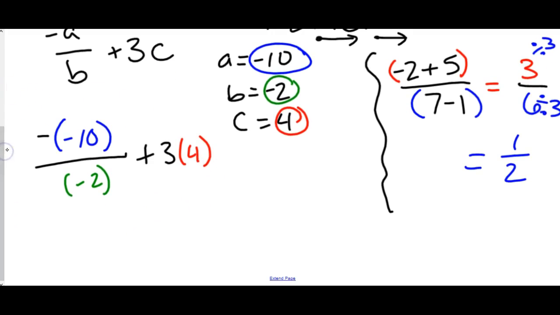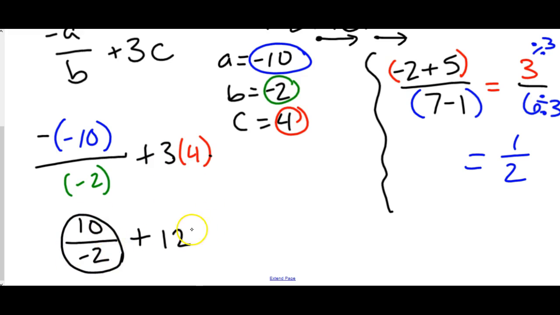So now we simplify. On top, a negative outside a negative makes a positive 10. Negative 2, that doesn't have anything to interact with yet, so we don't really need the parentheses. And 3 times 4, that would be 12. We can also do this division. 10 divided by negative 2 is negative 5. And now we can do our addition. Negative 5 plus 12 is 7.